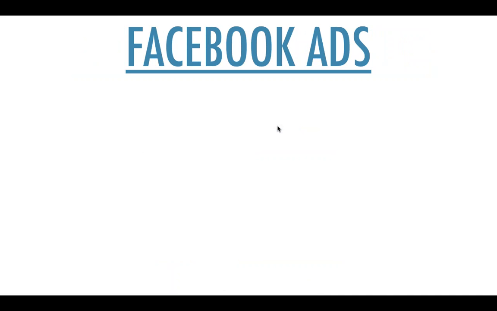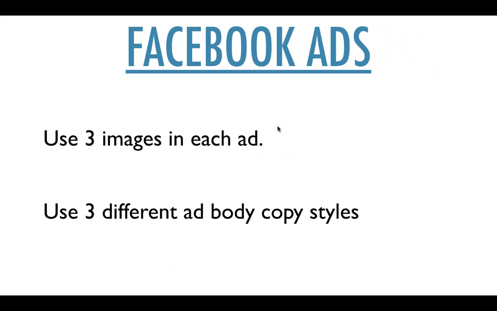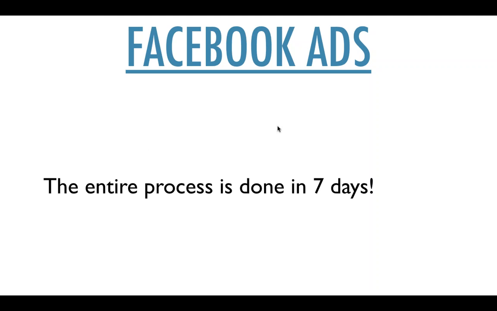Now, when you're running Facebook ads, very simply, you want to run 3 different images inside those ads and then 3 different ad body copy styles. So you write 3 different styles of advertisement. Inside each of those 3 different types of ads that have the different copy, you choose 3 different images for Facebook to test, and that is enough.